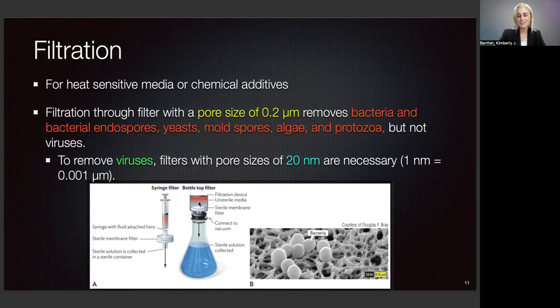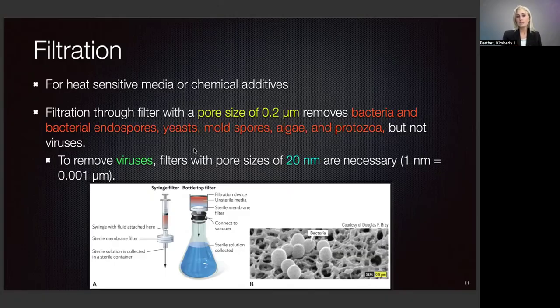Depending on the size of the filter, we'll remove different things. So 0.2 microns can remove endospores, yeast, mold, algae, and of course protozoa, which are very large eukaryotic cells. We can capture them on the filter, and that's how we can get sterilized water. I think we've been seeing things like straws like this, where a straw can be used with a filter in it that prevents the microorganisms from being brought in. So the microorganisms will build up on the filter. They're caught by the filter, essentially.